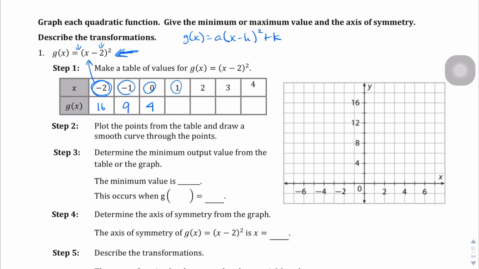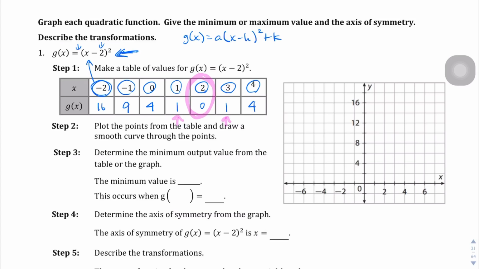And then plugging in 1, 1 minus 2 is negative 1. Negative 1 squared is just 1. And then plugging in 2, 2 minus 2 is 0. 0 squared is just 0. 3 minus 2 is 1. 1 squared is 1. And then plugging in 4, 4 minus 2 is 2. 2 squared is 4. So I hope you can see that right here is our axis of symmetry, right? And it's becoming symmetrical from there on out.